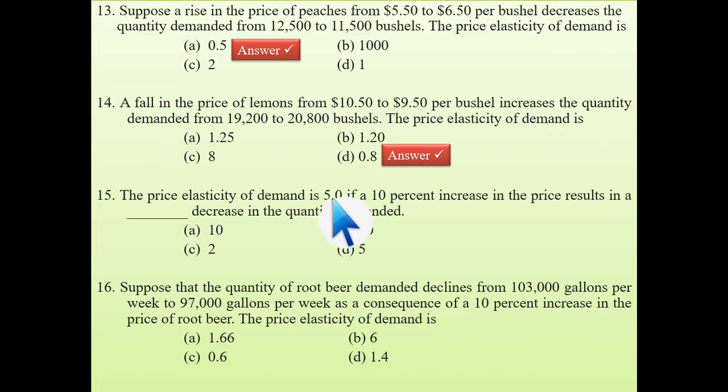Elasticity value is given. So if 10% increase in price results in dash decrease in the quantity demanded. This type of calculation also I have done. So check your answer. Answer will be 50.